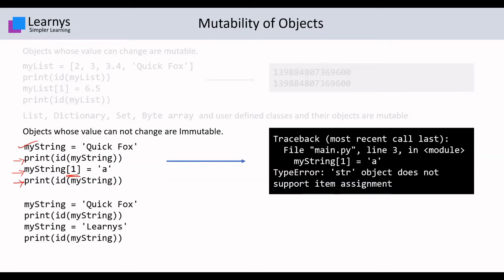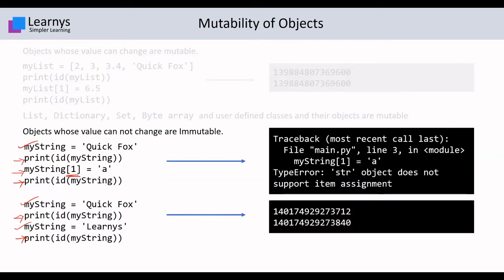If we try to change the object itself, that is, first the string is equal to quick fox followed by the ID of that string, then we try to change the object to learners and try to print the ID of the string, in this case, it is possible. This is because we have changed the entire contents and an entirely new object is being created with 2 different IDs. So we can say integer, float, boolean, string, tuple are all immutable.